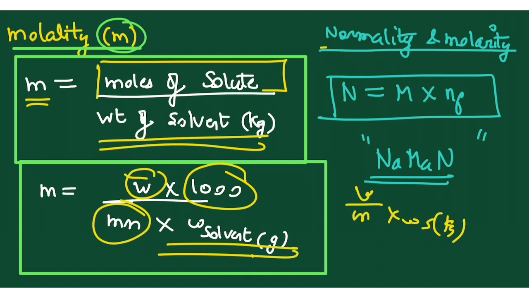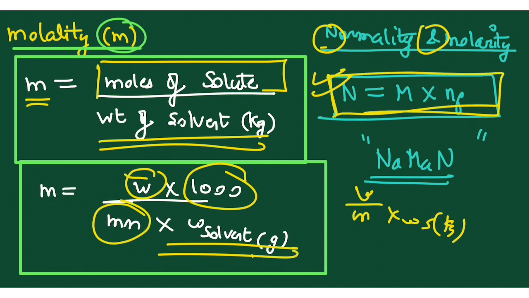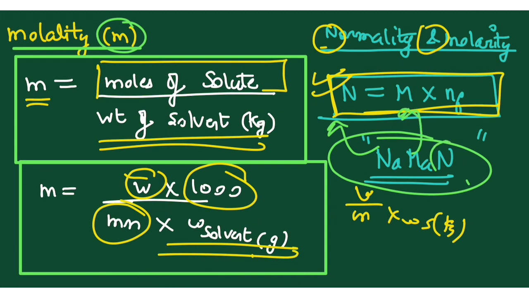Now, the relation between normality and molarity, capital N and capital M: normality is equal to molarity into n factor. How do you remember it? You can remember the name of a boy, Naman. N for normality, M for molarity, and this N for n factor. I hope this is very, very clear to you.